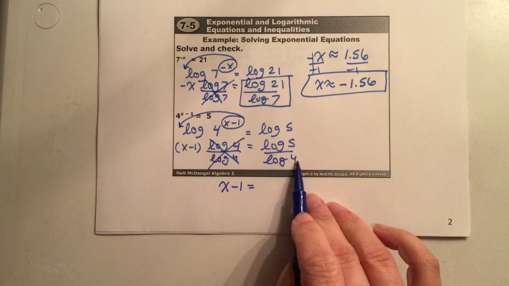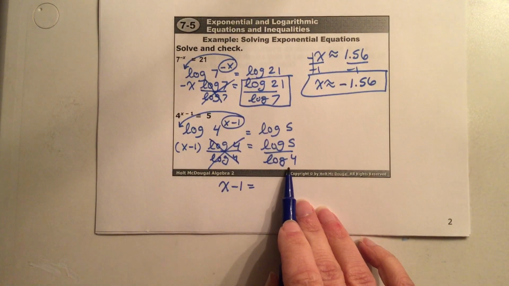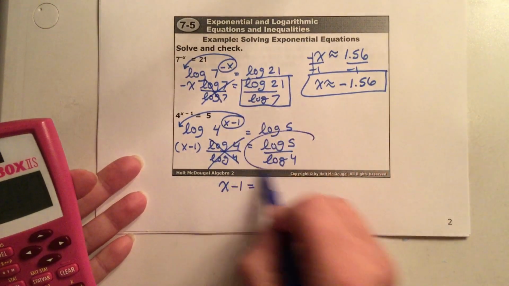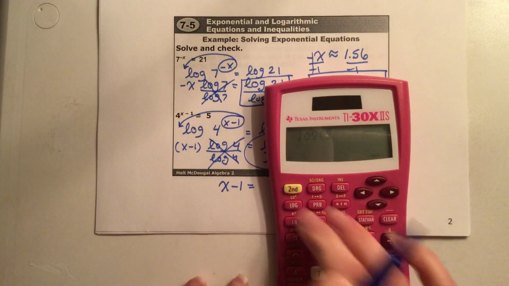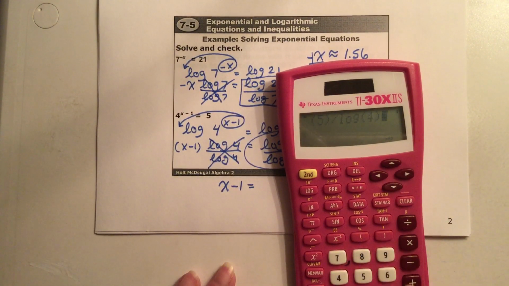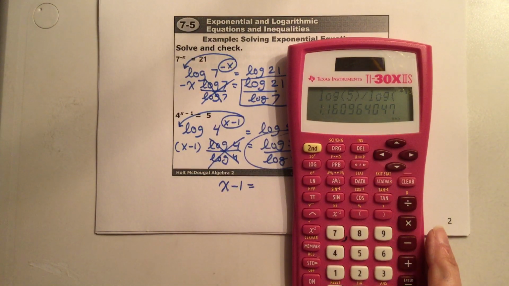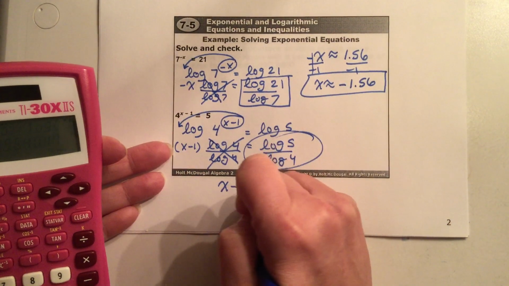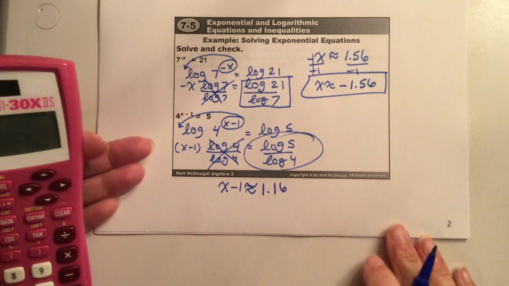Log of 4 doesn't have a base, it's an unwritten 10. This is x minus 1, that's what I have remaining. Let's put this in the calculator. So it's the log of 5 divided by the log of 4. Oh, again, I'm going to have to round here. So it's approximately 1.16.